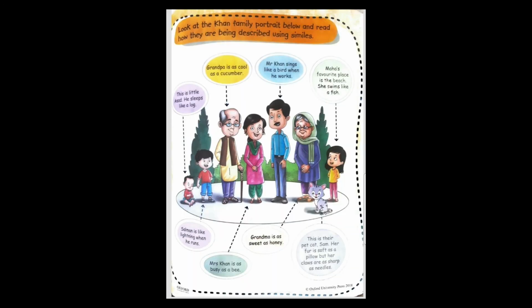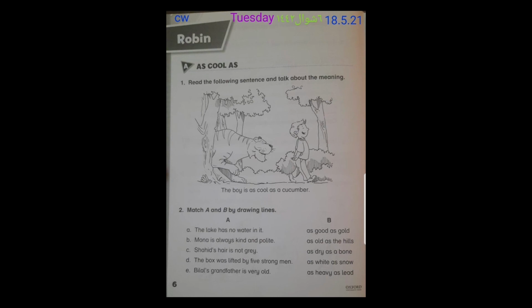Story really bring the writing to life. Now, I hope that you have enjoyed the story, plus you have understood what similes actually are. So now we are going to start doing our work on page number 6. You have to write down the date. It's 18th May today, 6 Shawwal.